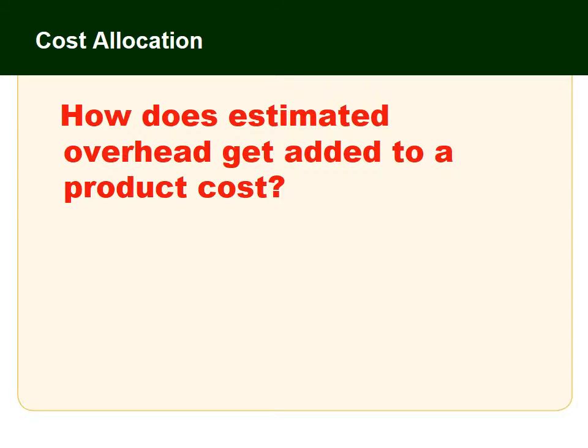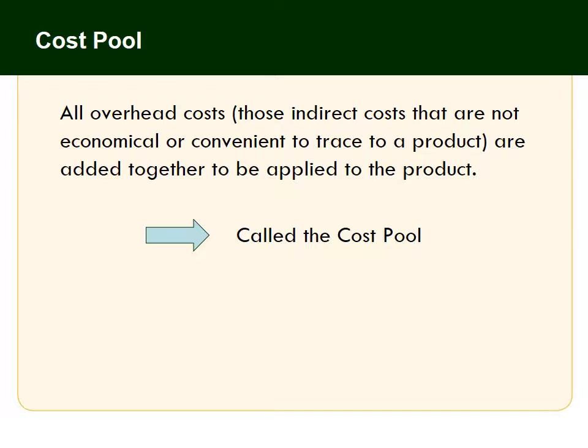And so now let's talk about this predetermined overhead rate. We've mentioned it in several problems, but we've never really discussed how it works. So we estimate our overhead, and this estimated overhead is called the cost pool. So as a reminder, I think the more you're exposed to it, the better you are. Indirect costs are also known as overhead costs. These are costs that it's not economical and it's not convenient to trace to a product.